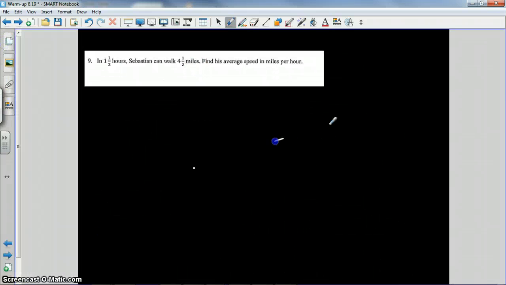And moving on, we are almost done. In 1 1/2 hours, Sebastian walked 4 1/2 miles. Find his average speed in miles per hour. So average speed per hour means unit rate for every 1 hour. So what we're going to do is, once again, hours come after the per. So put 1 1/2 hours. And then we have 4 1/2 here.